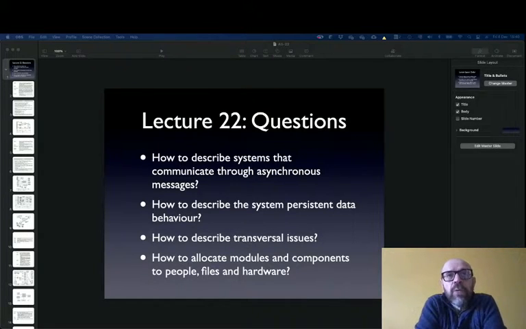Hello, welcome to lecture 22. And what we are going to do is to finish the architectural styles of the component and connector view type.